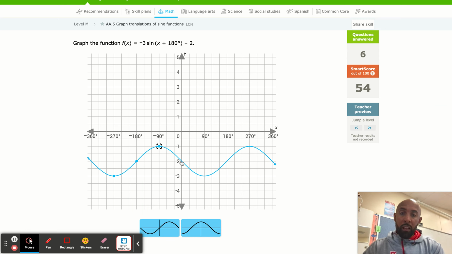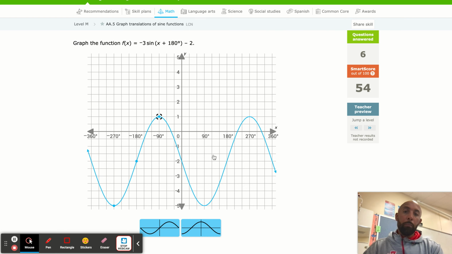Now here my midline is at -2. So that means my peak or the valley should be 3 units away from that. So that'd be 1, 2, 3. So that means I need to bring this all the way up to 1. All right. One more thing. Now, if you guys see that negative, that means it's going to flip this graph. So in order to flip the graph, I'm going to use that same button I used to change the amplitude. And now I'm going to basically drag that down to switch it.